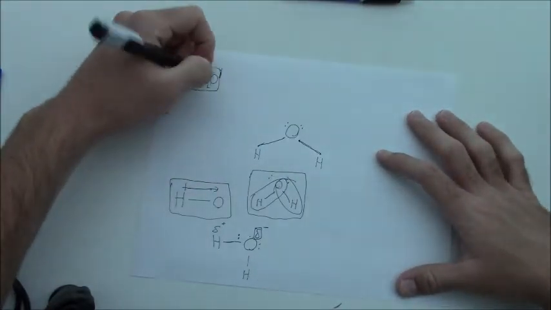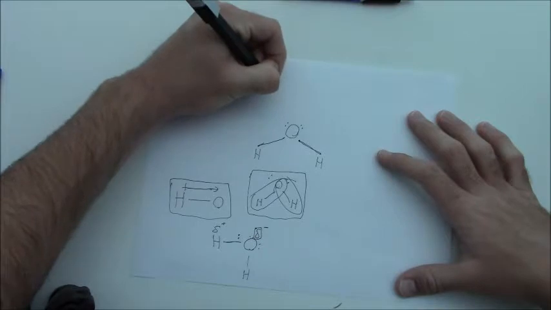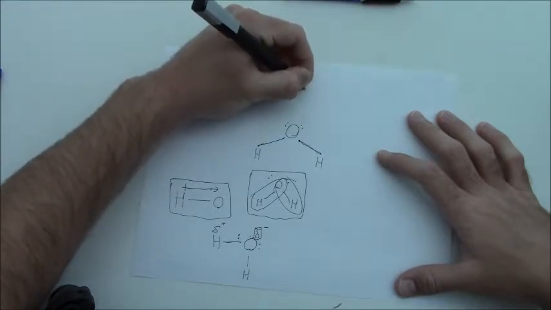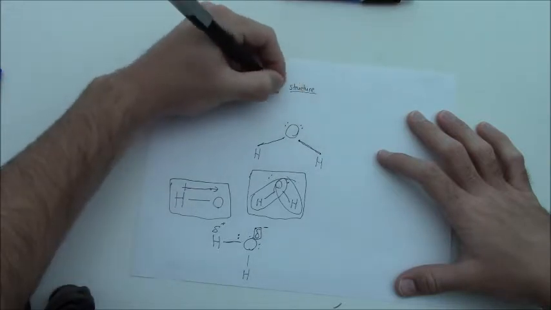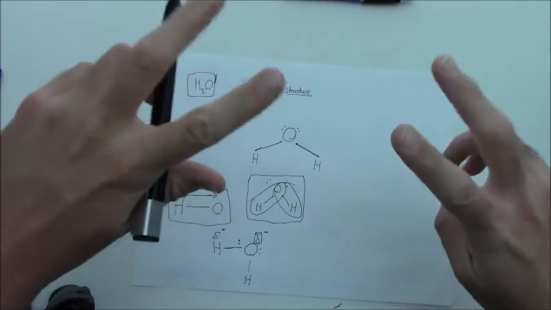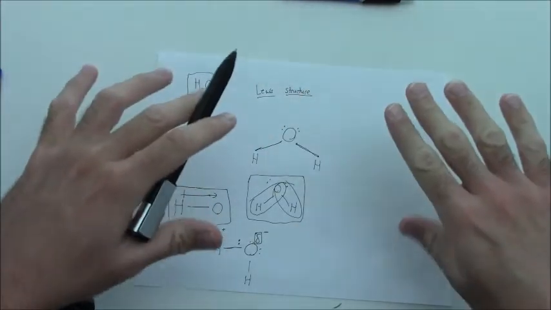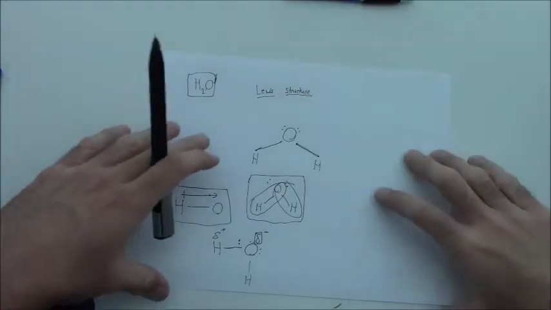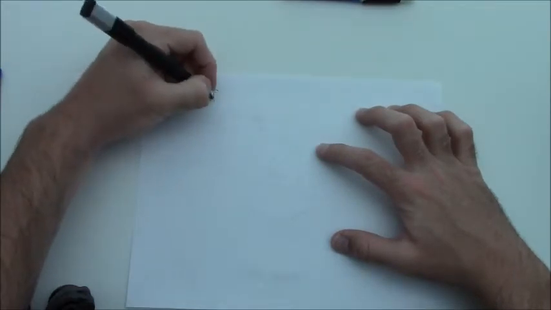So we already took a look at the Lewis structure of water, which shows how the atoms are arranged on a flat 2D surface, but they do not at all show how the molecule actually looks in three-dimensional space. So let's take a look at a couple more Lewis structures. So let's look at PF3.